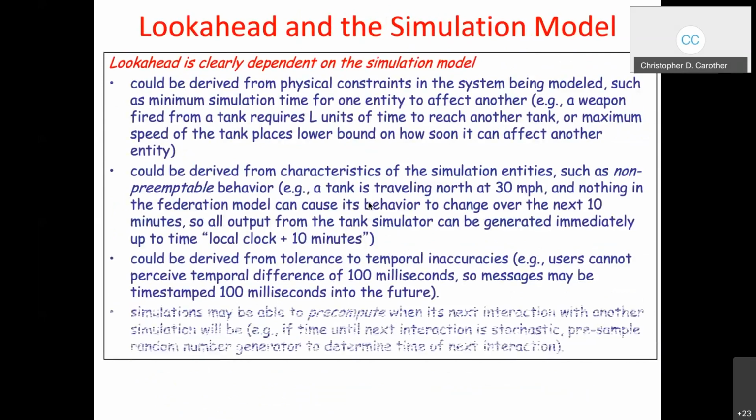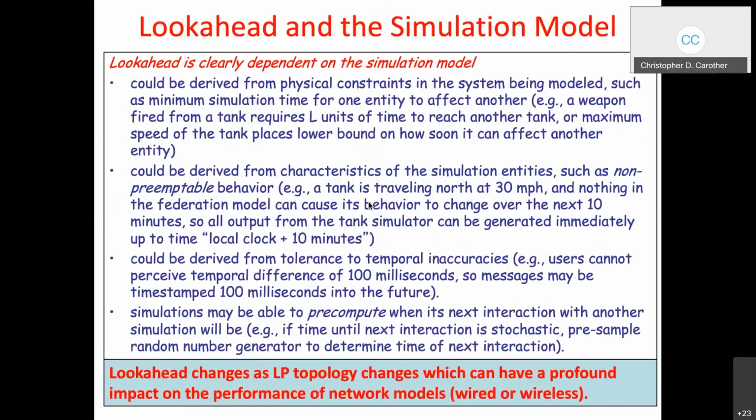So this is just some examples of the impact and sort of what I was alluding to earlier about how look ahead is clearly dependent on your simulation model. And so that will have a profound implication in terms of the parallel performance that you're able to get out of this. So again, the bottom line here is look ahead changes as an LP topology changes. Again, that's going to also have an impact as well. So the LPs to which you communicate with within your simulation model, that will have an impact as well.